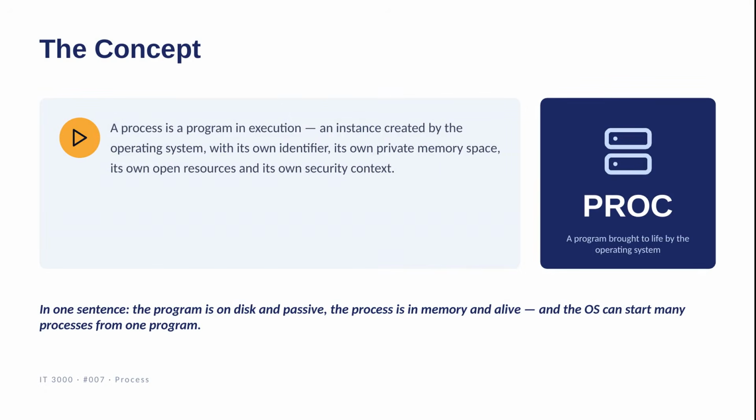So let's sharpen that definition. A process is an instance the operating system creates when it takes a program and starts executing it. And crucially, that instance comes with its own identity, a unique identifier, its own private slice of memory, its own open files and resources, and its own security context. And here's the key insight worth holding on to: the program on disk is passive, the process in memory is alive, and from a single program, the OS can spin up many independent processes, each one its own separate dinner cooked from the same recipe.